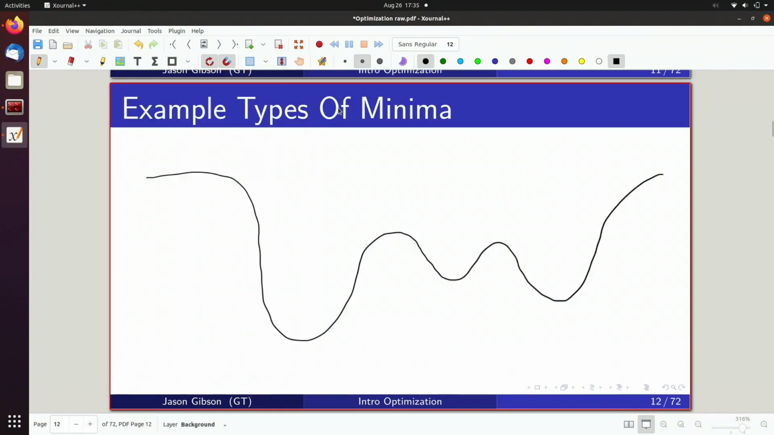So let's look at some different types of minima. This is our global minima, and this would be a local minima. Local. And this would also be a local minima.